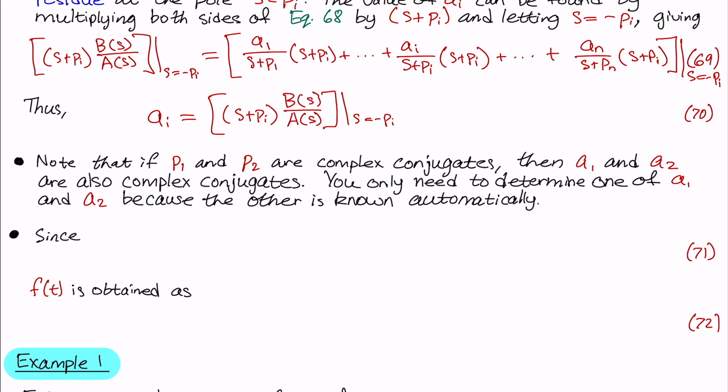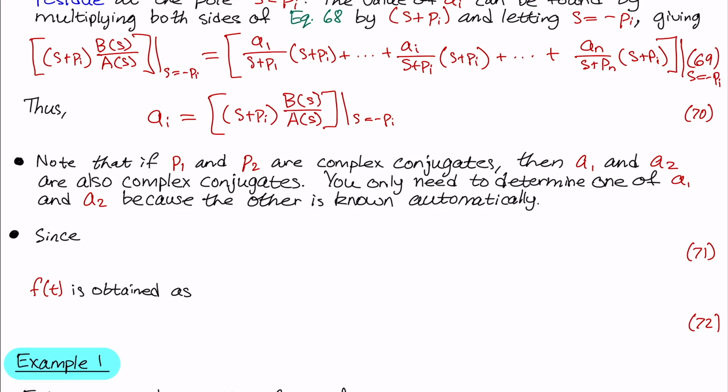So if p1 and p2 are complex conjugates, then a1 and a2 are also going to be complex conjugates. And what that means is that you only need to find one of those, a1 or a2, because the other one is automatically going to be known because it's the complex conjugate.